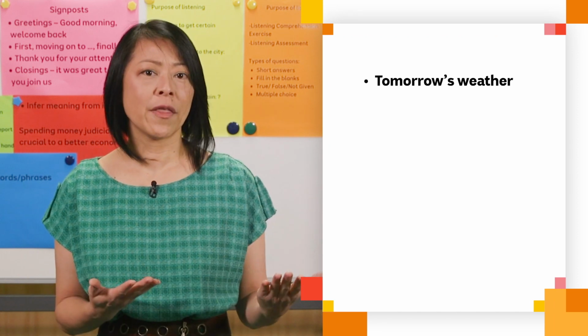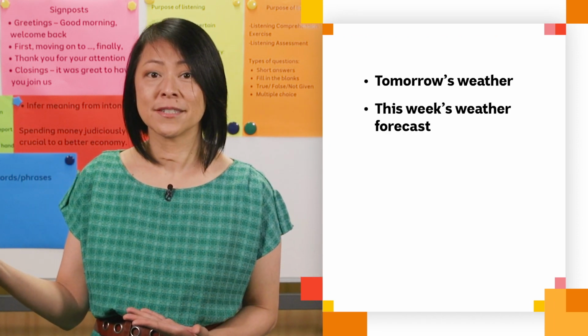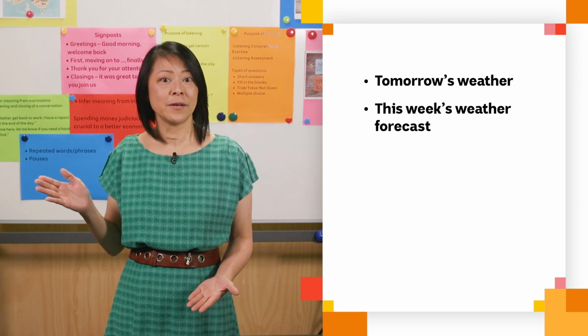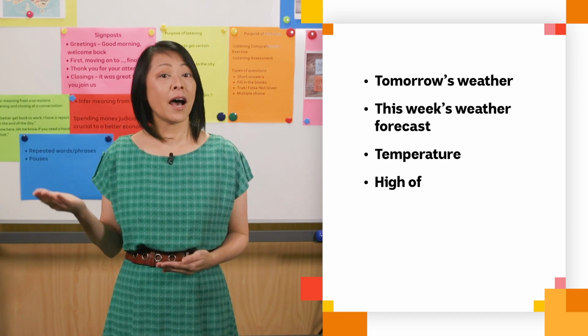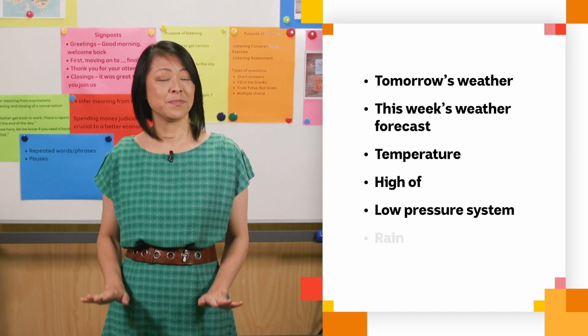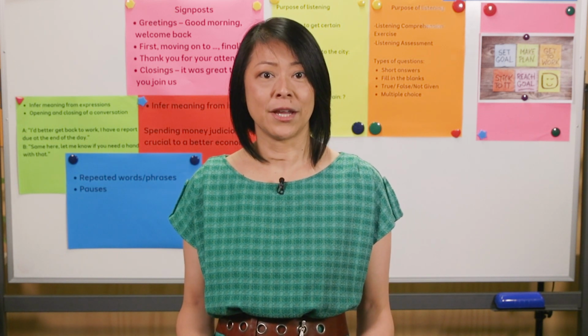The first thing we need to do is look at the title or any pictures provided and start thinking of what vocabulary you are likely to hear. For example, if you are watching an update on the weather, you might see a title like Tomorrow's Weather or This Week's Weather Forecast. You might hear words related to the weather, such as temperature, high of, low pressure system, rain, and so on. You can also predict what grammar will be used here. For example, a weather forecast will most likely use future tense.